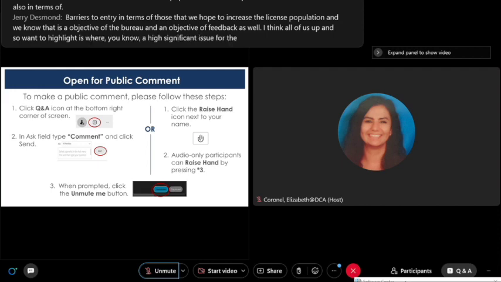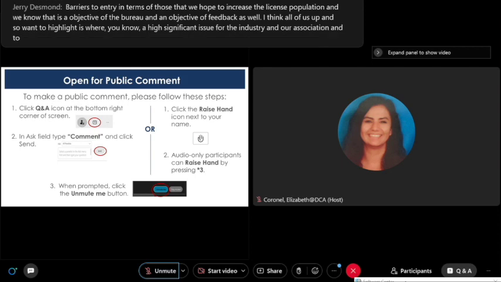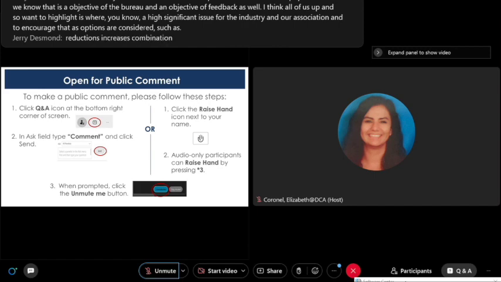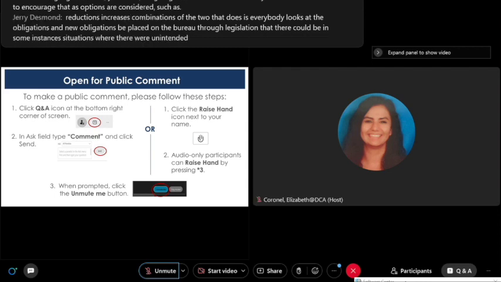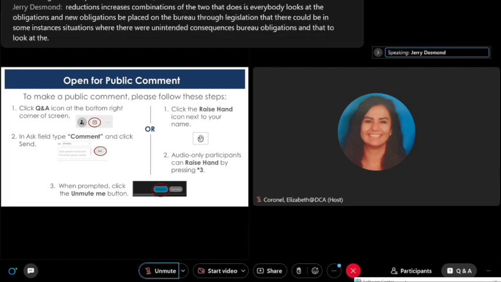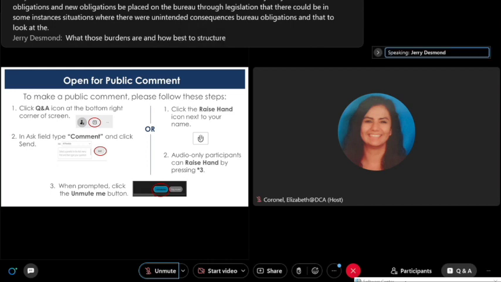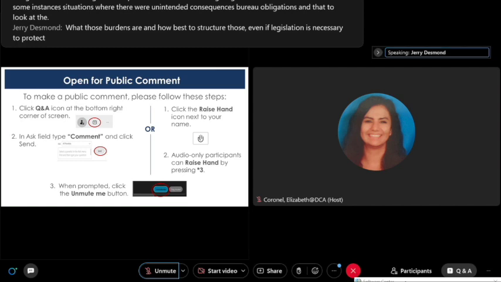And so we want to highlight it as a high significance issue for the industry and our association, and to encourage that as options are considered, such as reductions, increases, combinations of the two, as everybody looks at the obligations and new obligations being placed on the Bureau through legislation, that there could be, in some instances, situations where there were unintended consequences in terms of Bureau obligations. To look at what those burdens are and how best to structure those, even if legislation is necessary to protect consumers, but also recognize where efficiencies can be obtained. Thank you.